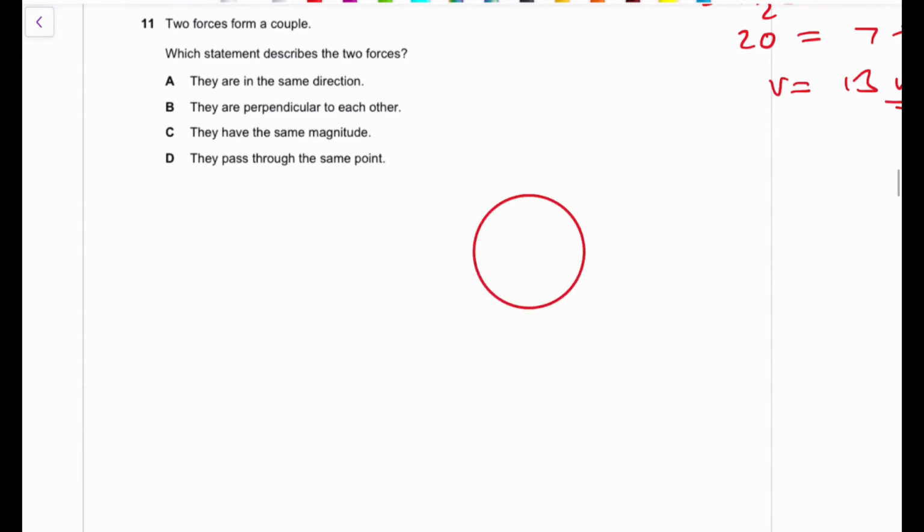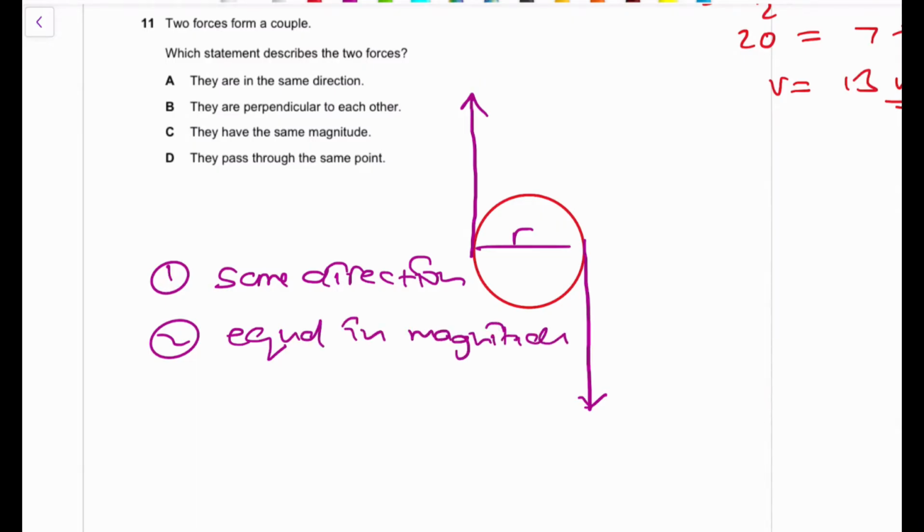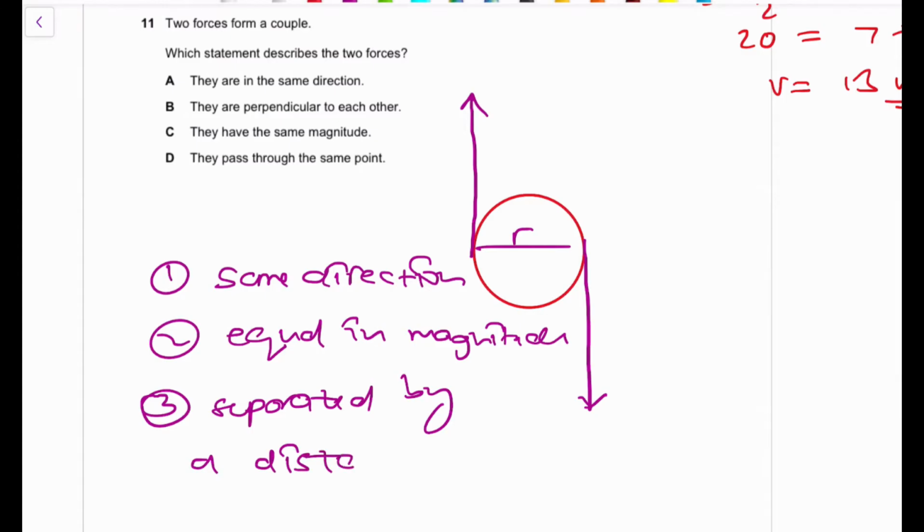Okay, move on to question number 11, which two forces form a couple. So basically a couple is a pair of equal forces, equal in magnitude, opposite in direction, and separated by a distance r. That's basically a couple. So for a couple, first, they have to be in opposite directions. Number 2, they have to be equal in magnitude. And then number 3, they have to be separated by a distance r.